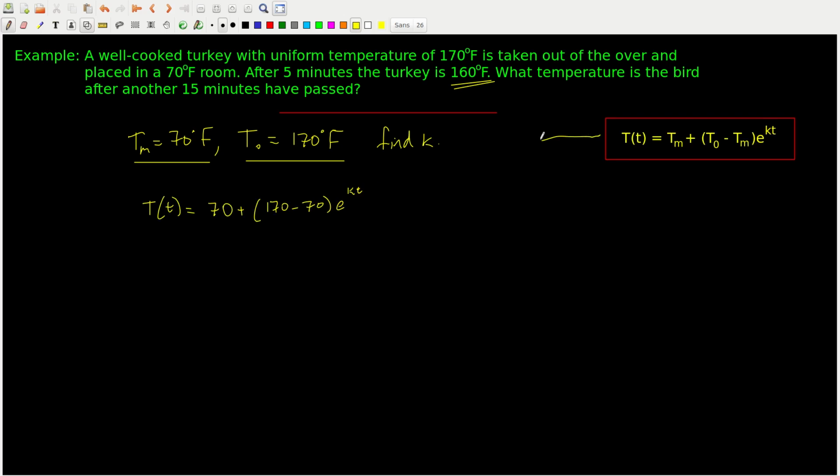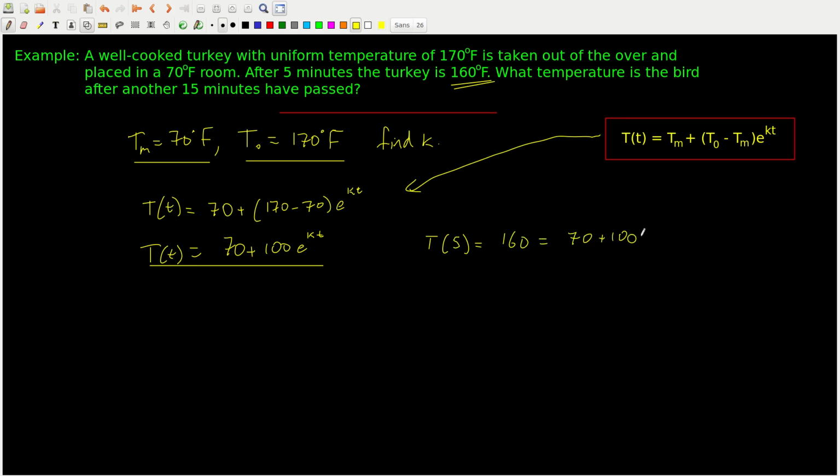So recalling this formula, we can just plug in the information we have, and we see that we can simplify this down to 70 plus 100 e to the kt. The only value we don't know, apart from the variable t, is this K. So that's our job, find the value of K. Now we know that after 5 minutes, the temperature of the turkey was 160 degrees. So that gives us information that we can use to find K. And that's what you should always look for in these problems, that we're given information that will let us find that growth constant.